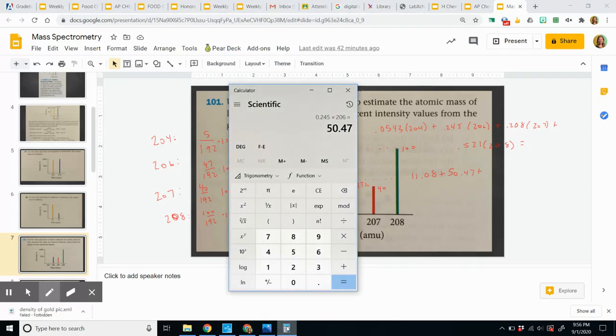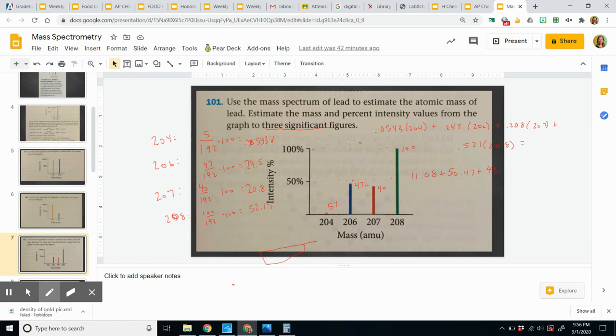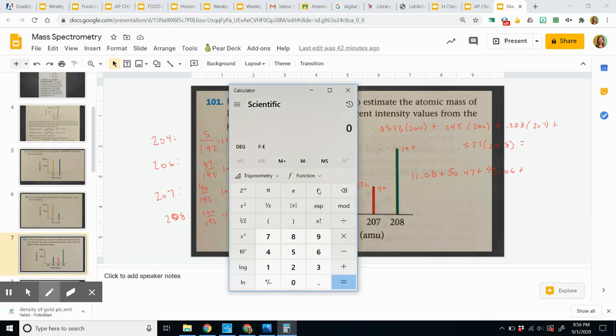Okay, then we have 0.208 times 207, 43.06, plus last one, 0.521 times 208. Okay, so we are adding 108.37.